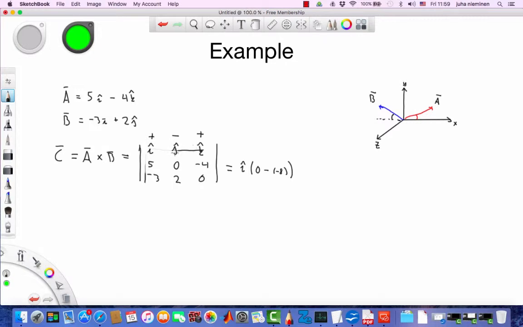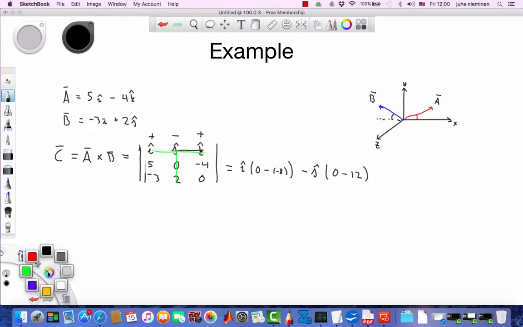And then change colors here. So we develop with respect to j, so we cancel this row and again that column. And j comes with minus, so minus j, diagonal products 5 times 0 is 0, minus 3 times minus 4 is 12, so that product is negative, so negative 12.